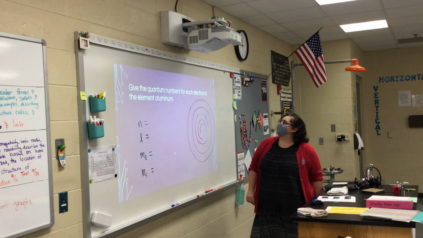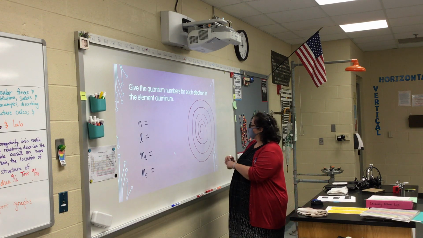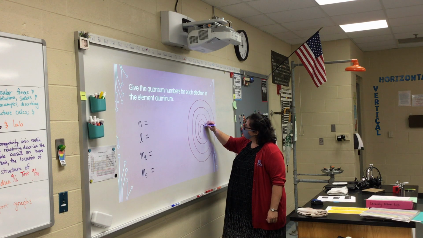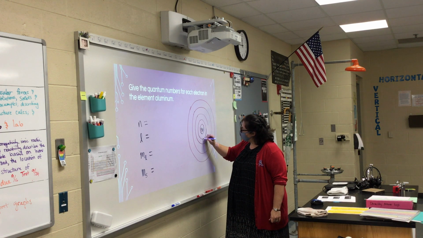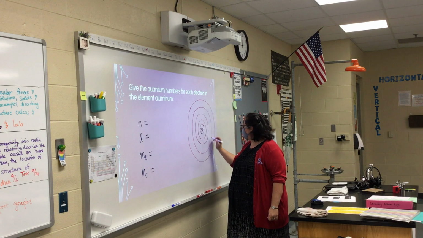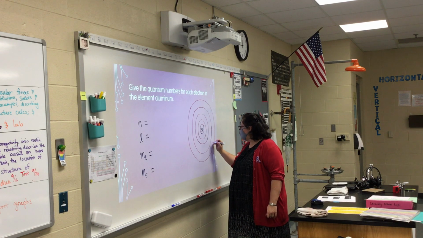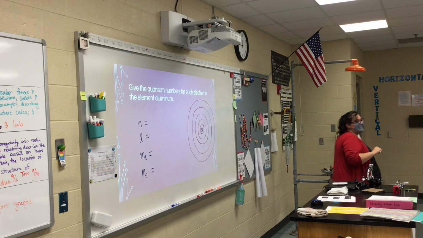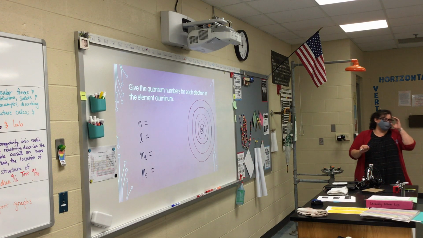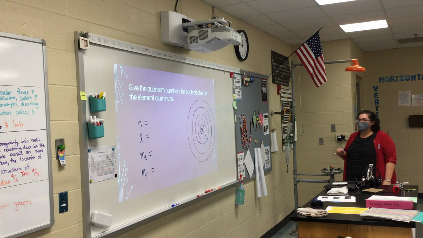Which one are we looking for? Aluminum. Where? Does it bother you that I did this in blue instead of red? What number is aluminum? 13. 13. So go ahead and draw your Bohr model.